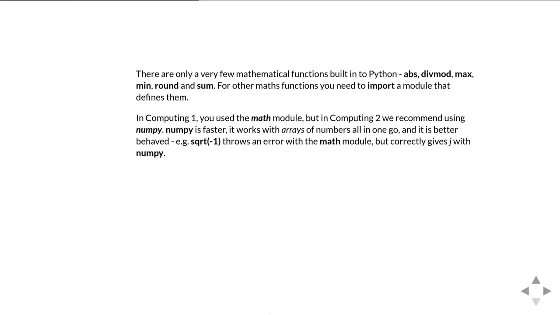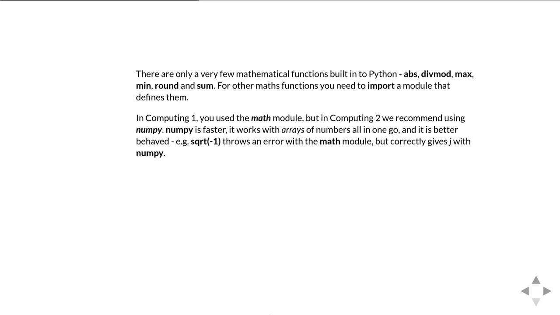So there are only very few mathematical functions that are actually built into Python. It's a very Spartan language from that point of view. So it has an absolute value, it's got things like the maximum and minimum, it's got various rounding and sum, but there's not very much. In order to get any more complicated maths functions, you need to import a module that defines maths functions.